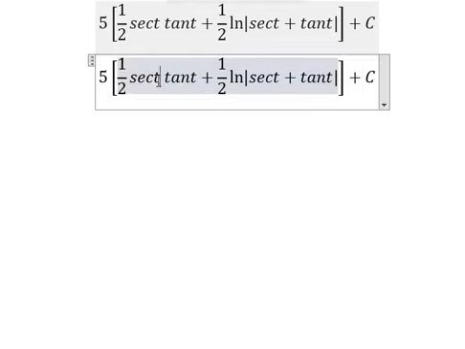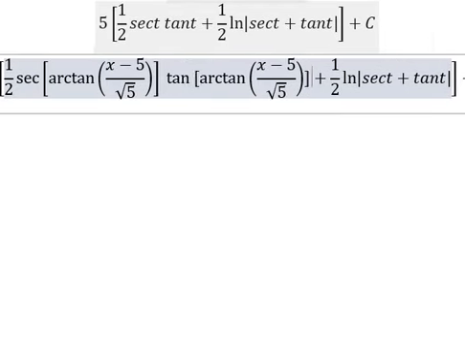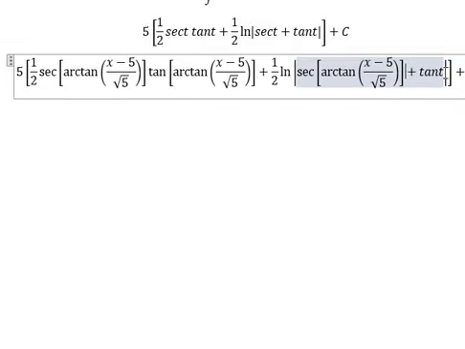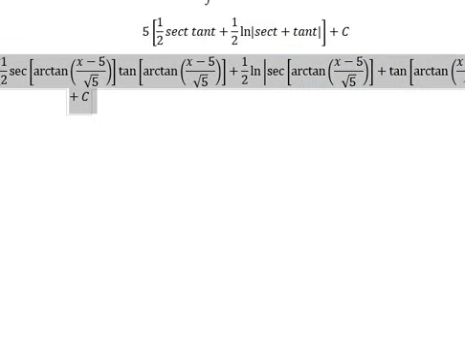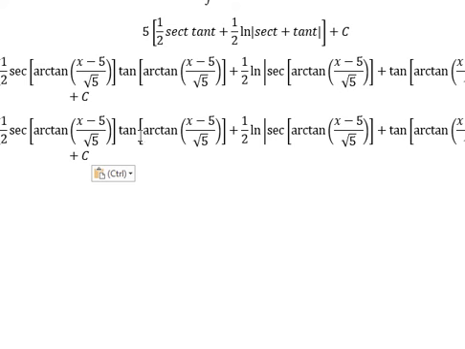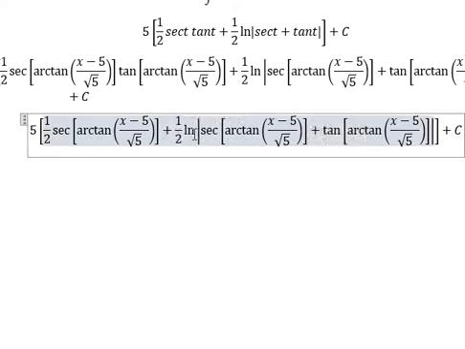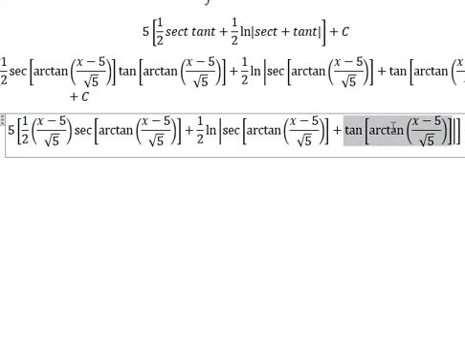Oh, sorry, go in here. So tan with arctan, we have this one. So I will put this one going here. And this one similar.